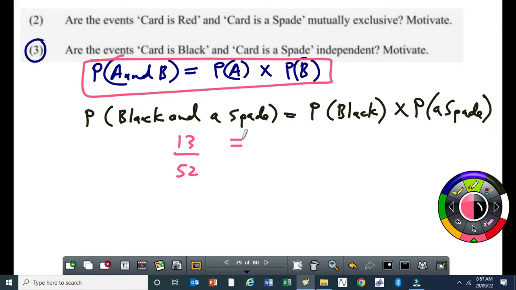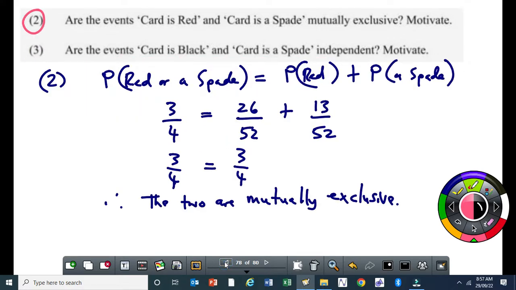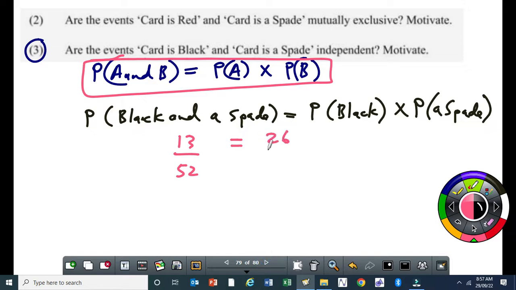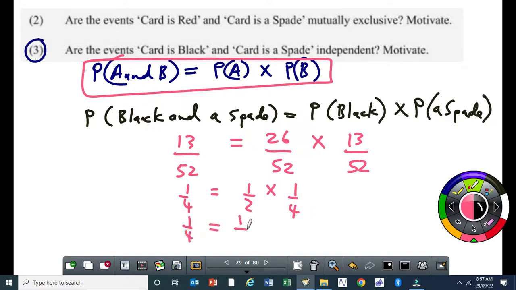Okay, then the probability that the card is black, I think we got that as 26, isn't it? 26 over 52 times the probability that the card is a spade. Now, if the card is a spade, the probability is 13 over what? 52. So, this is a quarter, just to do it without any calculator. That should be 1 over 4. So, you get 1 over 4 equal to 1 over 8. Now, these two are not equal. Okay? They are not equal.